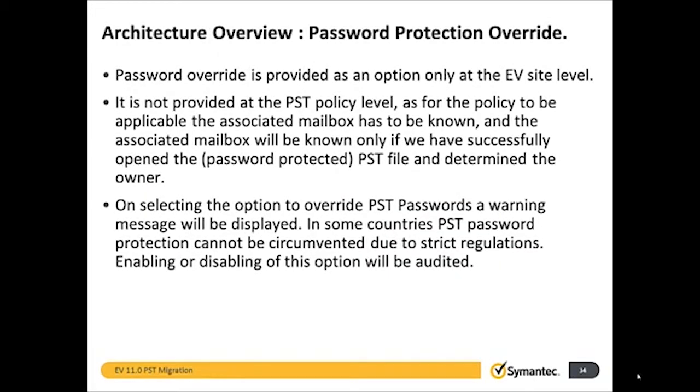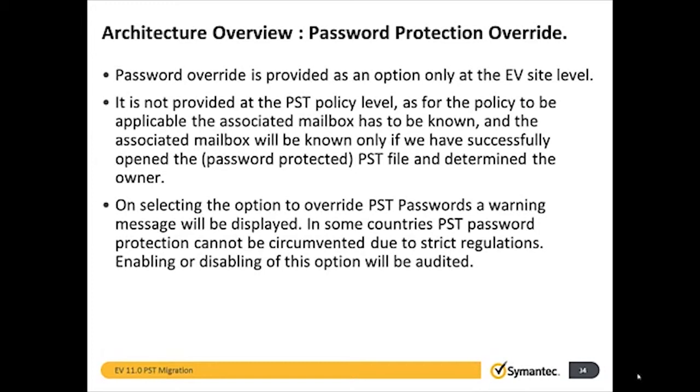Let's take a look at the architecture. So Password Protection Override is provided as an option only at the EV site level. It's not provided at the policy level. As for the policy to be applicable, the associated mailbox has to be known, and the associated mailbox will be known only if we have successfully opened the PST and taken a look inside to see who the owner is.